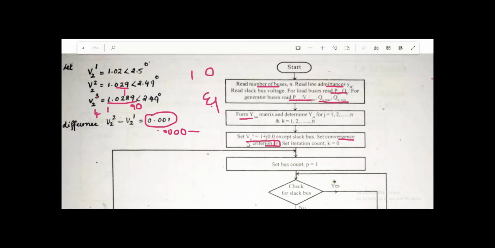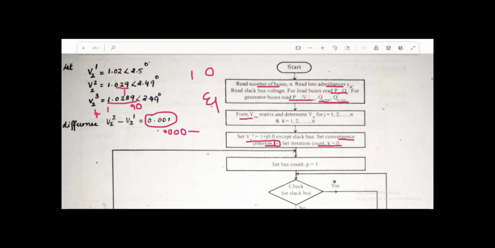So that was it. Coming back, we'll be setting the voltage as 1 plus j0 and we'll be setting the convergence criterion as epsilon. Okay, and you're going to start the first iteration, which means your iteration count k should be equal to 0. Okay, so you can remember these stages for this flowchart, right? Just compare with how you proceed solving the problem manually.